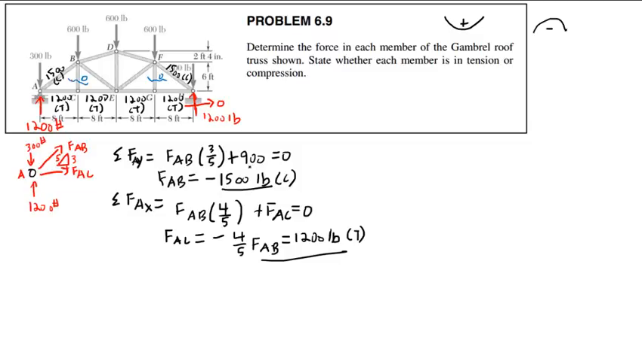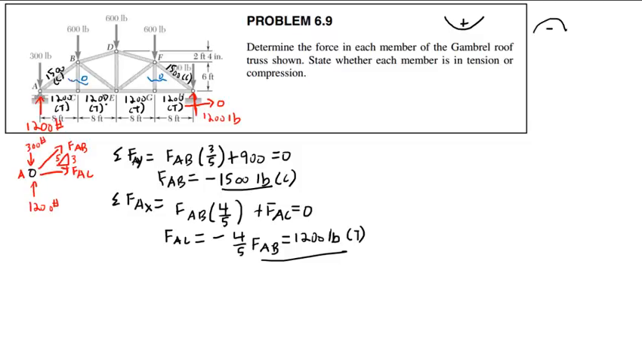Huh? What? These zero ones? Oh, okay, why is this 1,200? Well, if this is 0, then this one is the only thing that can balance this one. So they have to be equal and opposite. They have to both be in tension. They have to be the same.